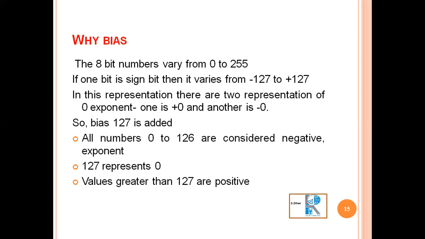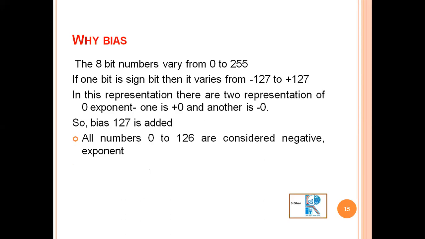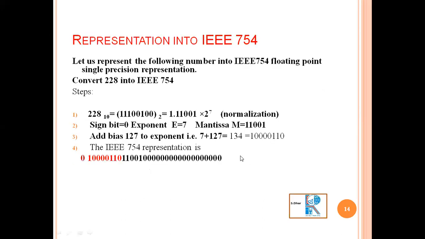Okay, that means in the previous case, suppose 127 we have added with the 7. So it is a positive number. If it is a minus 7, it will be minus 7 plus 127, it will be 120, and it will be a negative number. So if I want to add minus 7, we have to do minus 7 plus 127. If the number is a minus 50, so minus 50 plus 127. Every time you have to add the bias.